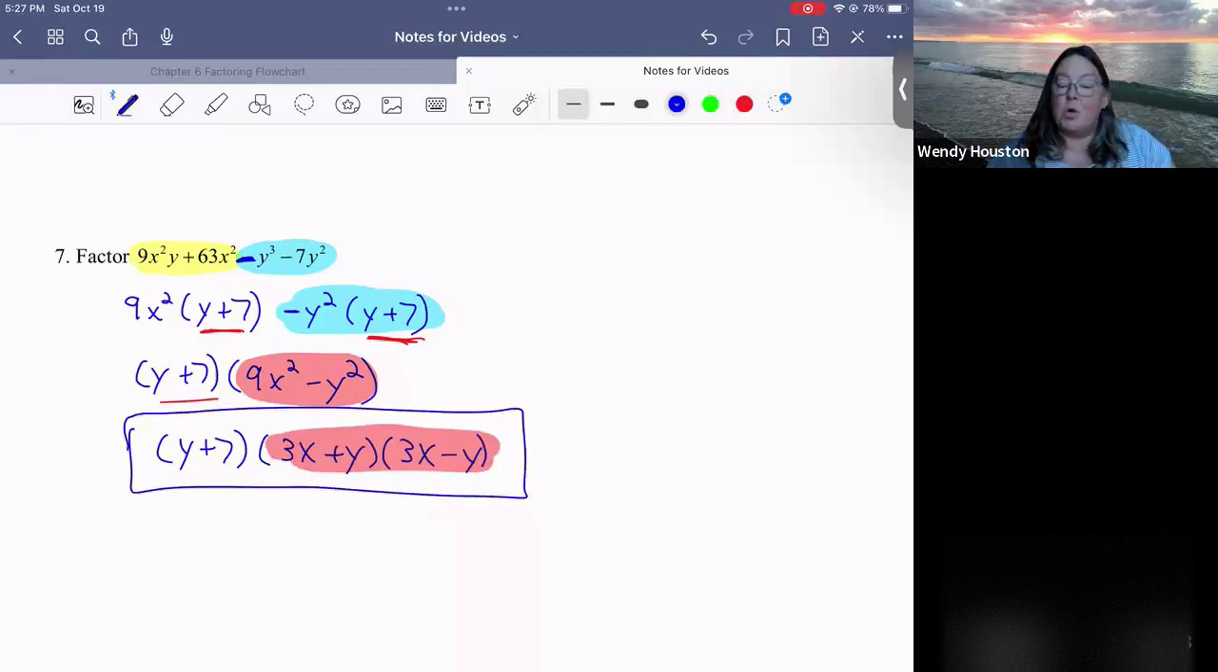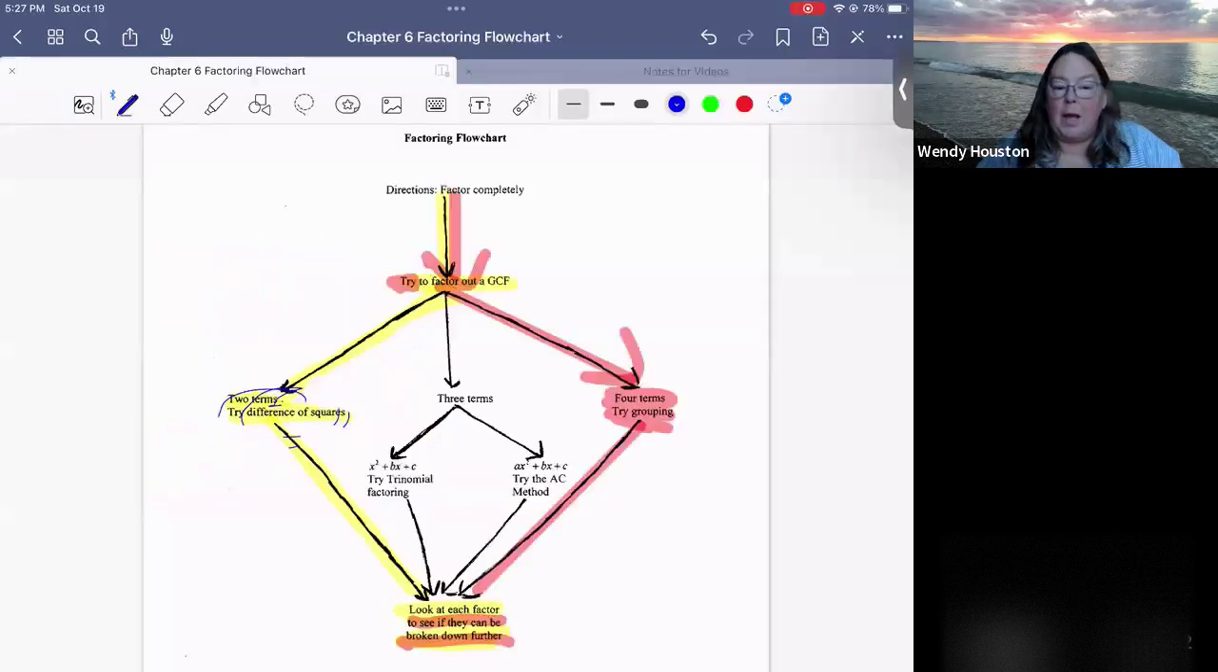So hopefully that gives you some options. And always, I guess the short version is, always use the flowchart.